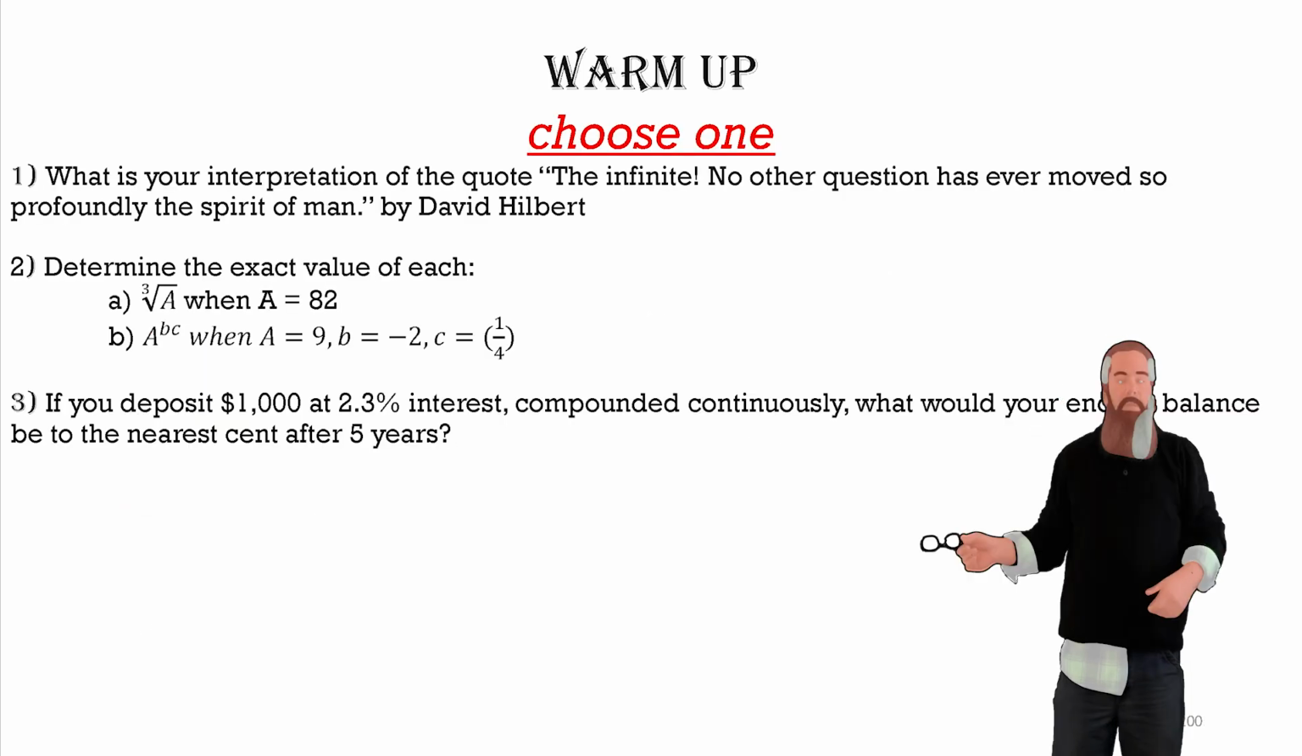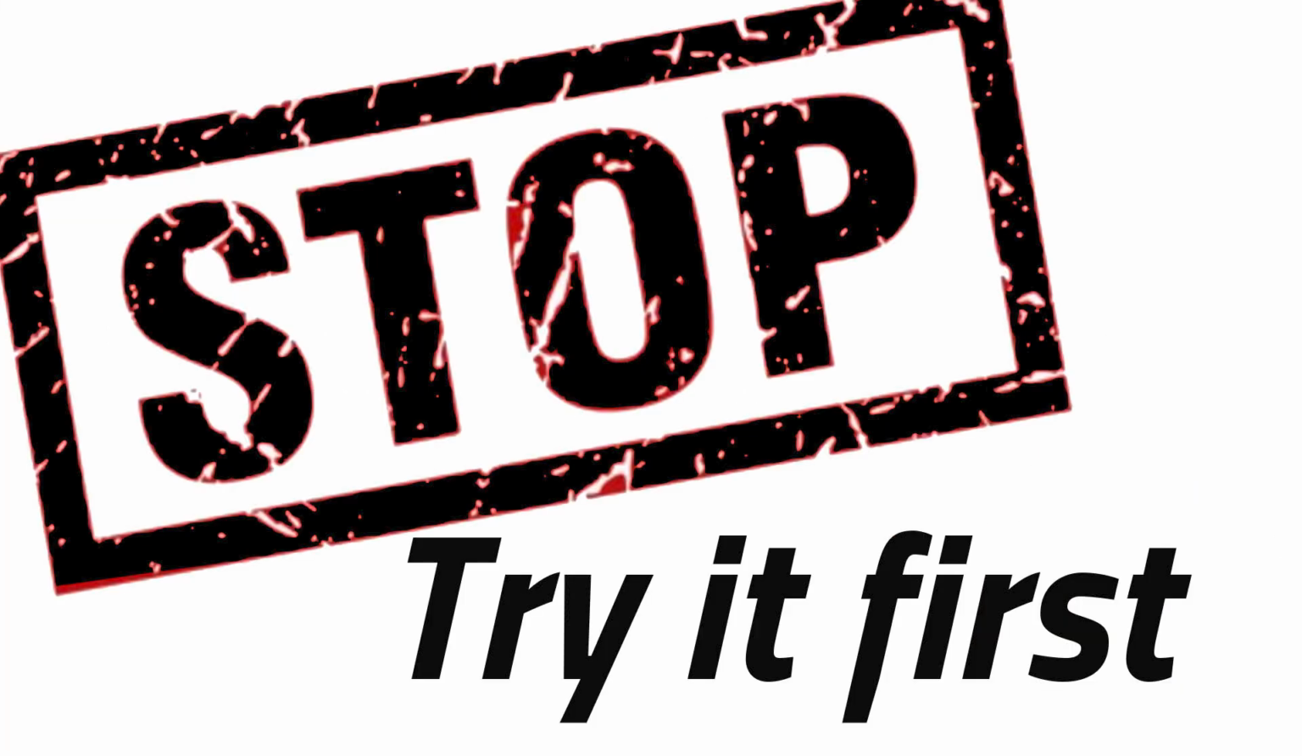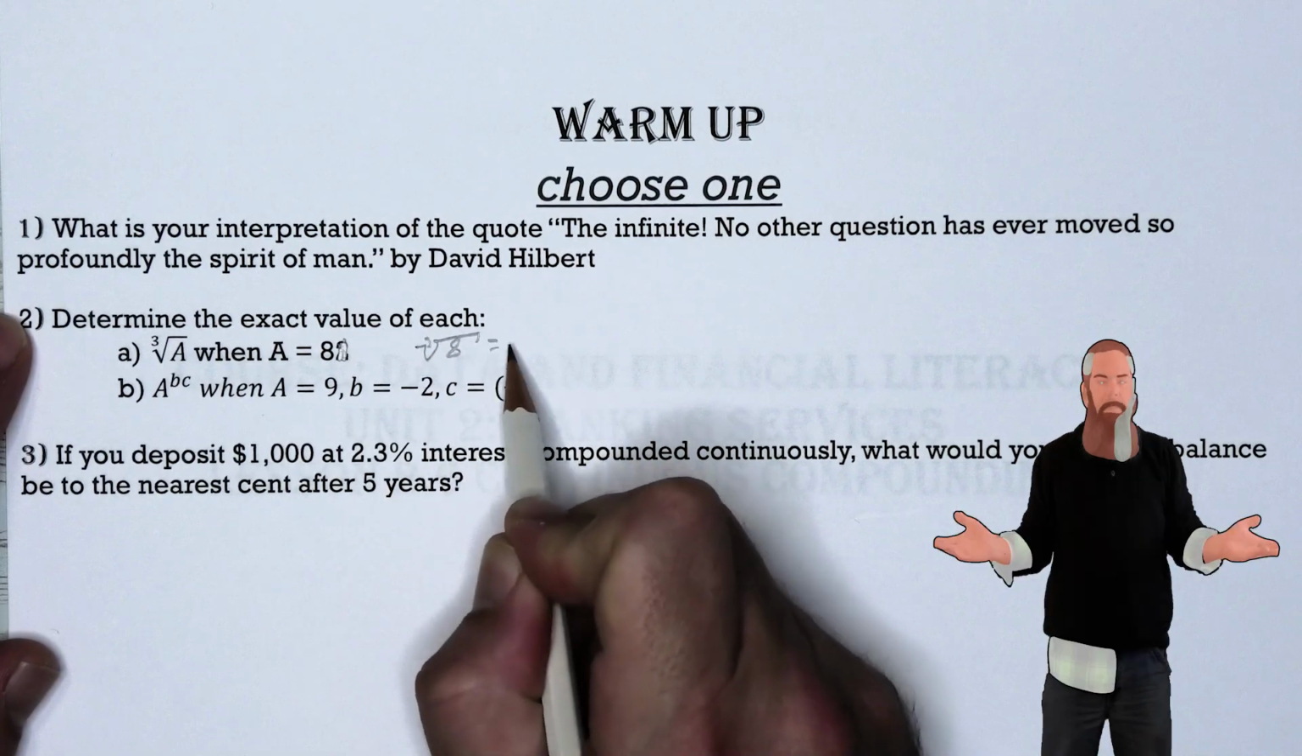Before we jump into it, let's make sure we're ready for this lesson by looking at warm-up number 2, the cube root of a when a is 8. This means we're trying to find the cube root of 8, which is 2.